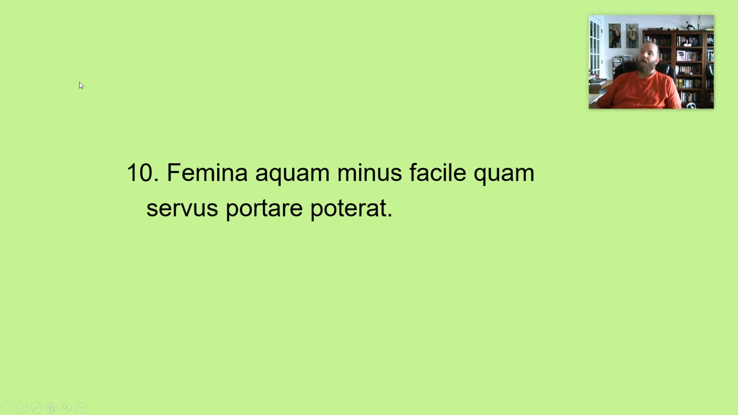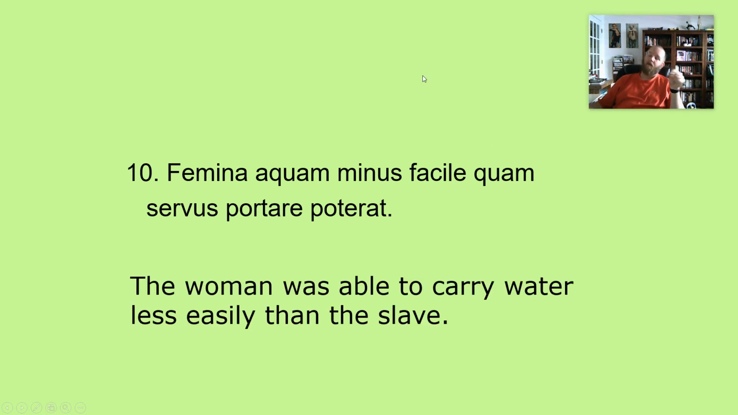All right, and how is the very last one here? Femina aquam minus facile quam servus portare poterat. So here, the woman is clearly the subject because she's nominative. The woman was able to carry water minus facile. What does minus mean? Well, remember, minor is the comparative adjective, minus is the neuter or the comparative adverb. So here it's a comparative adverb because it's modifying another adverb. So she was able to carry water less easily than the slave. So minus is modifying facile, and facile is modifying carry, like how she was able to carry.